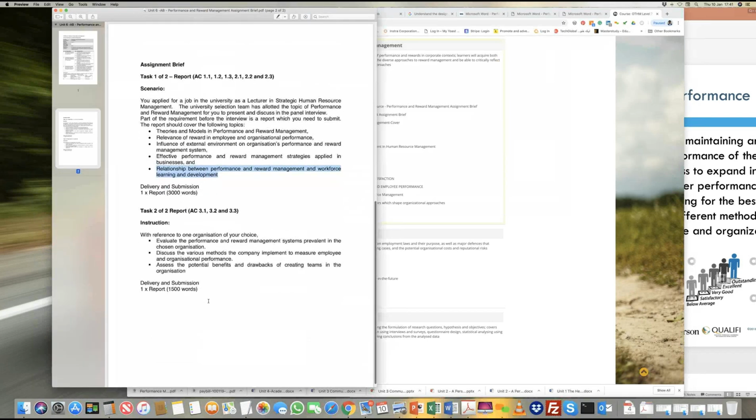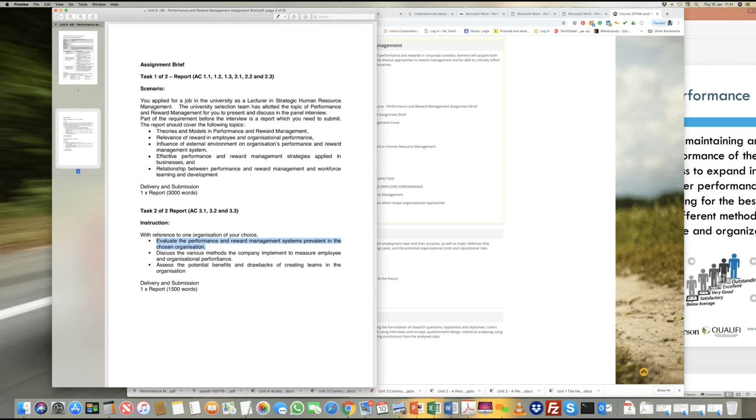Okay. In part 2 of the report, you're looking at again a Word document here, and they are asking you to evaluate performance and reward management systems in a chosen organization. Now you could choose British Airways, continue with that theme, or pick an organization of your choice and do a bit of research to find out what kind of reward mechanisms they have in place, and that has to be spoken about here.